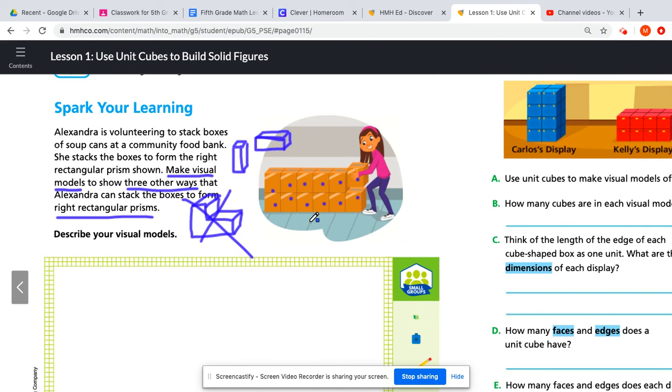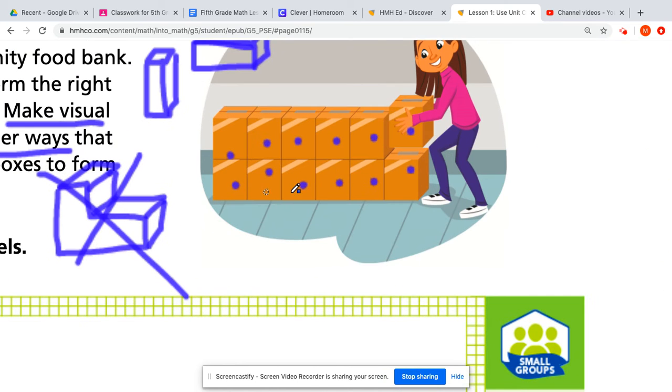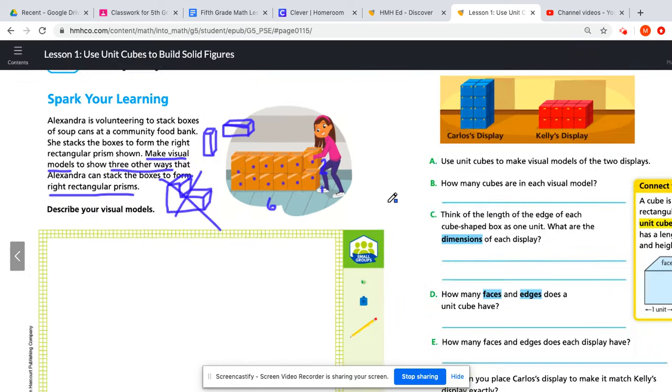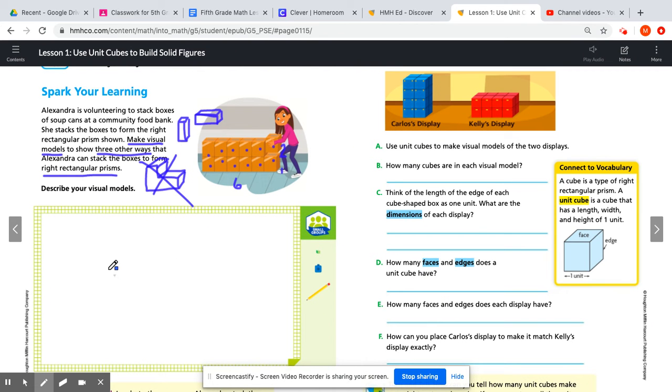For example, the kind that she came up with is she has 6 boxes across. It's 1 box wide, but it is 2 boxes high. Okay, so I see 2 boxes up, 1 box in width, and 6 boxes in length. Okay. All right, so just show us. You can draw them, you can write them out, but they do want you to describe them, and it did ask for you to make them.